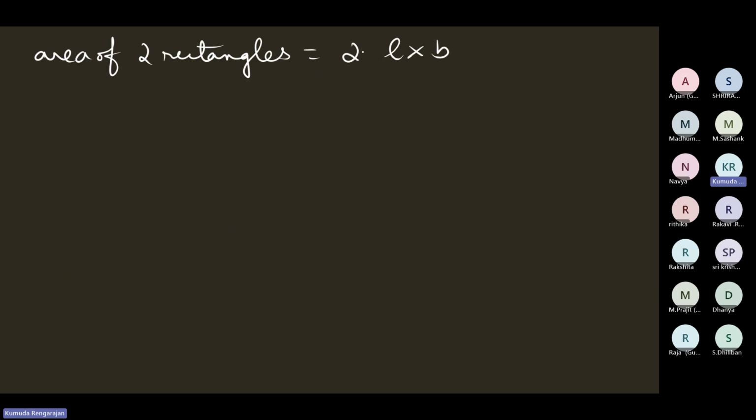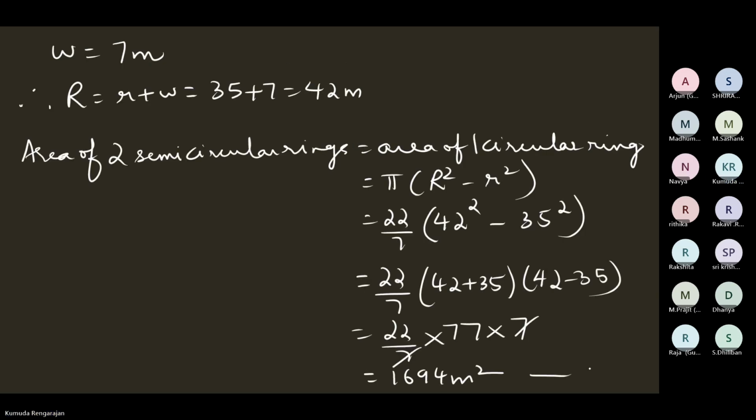You want 2 into L into B. So 2 into length 60, breadth 7. So this will be 120 into 7. 12 sevens are 84, so 840 meters square. You can just call this 2. You can call this 1.